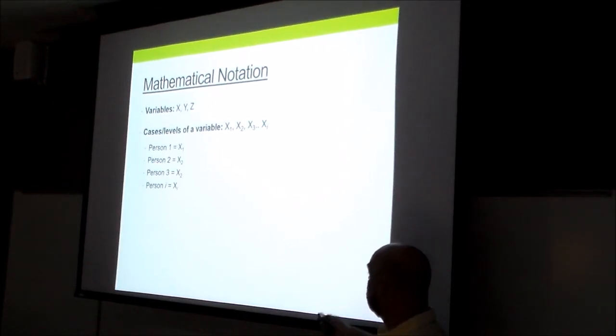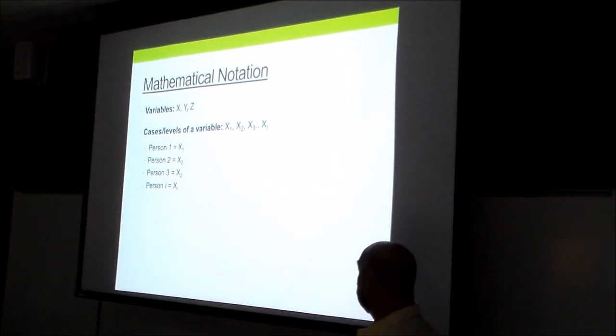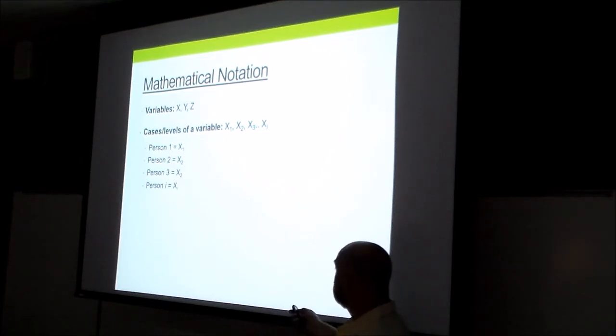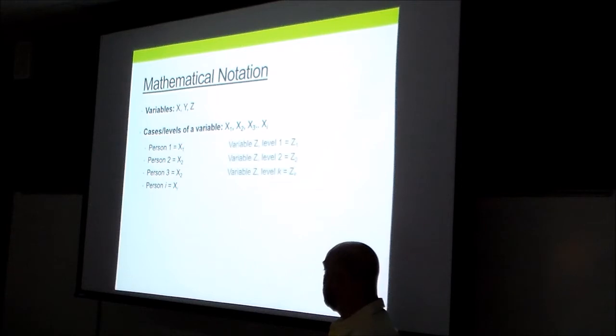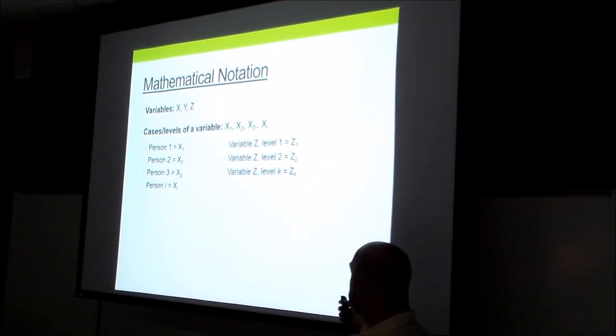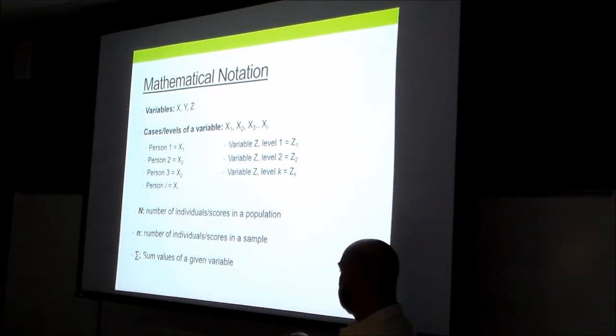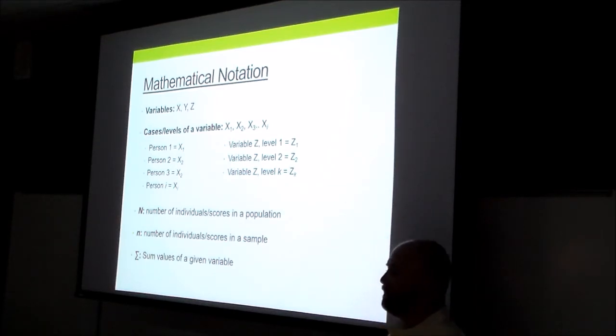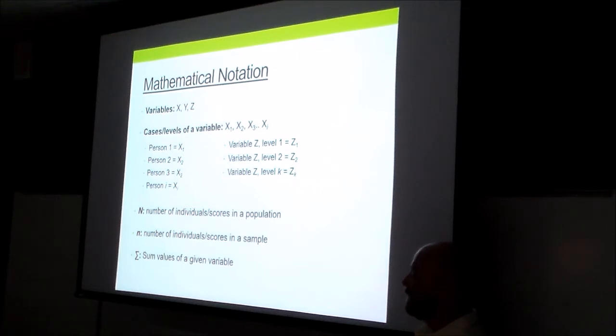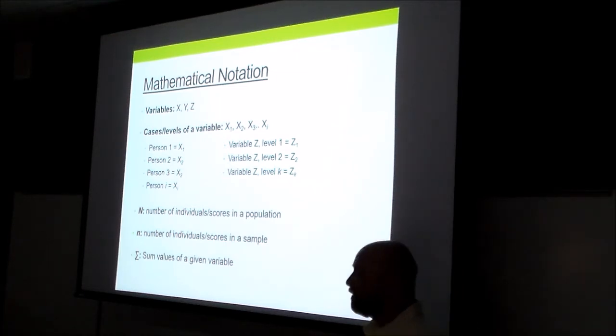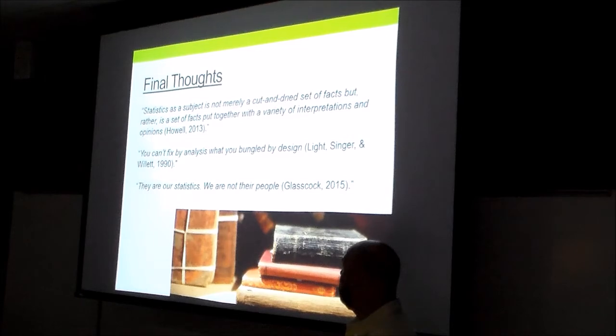Notation, mathematical variables, variables X, Y, Z, cases, subscripts. So this is person 1, person 2, person 3, down to person I. Variables, this is condition 1, condition 2, condition K, or whatever the condition is. People in the population, individuals in the sample. There's sigma, sigma. Anybody terrified of sigma? Some of you rely on me, because I know some of you are terrified of sigma. This just means adding up everything after that, right?